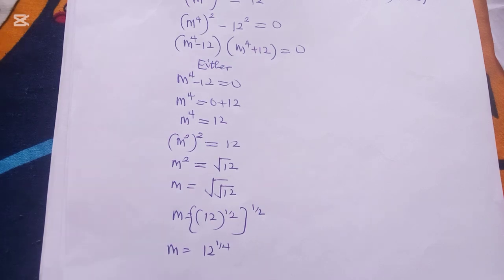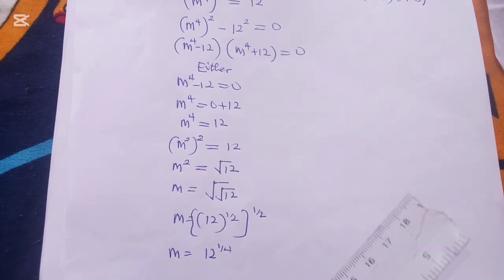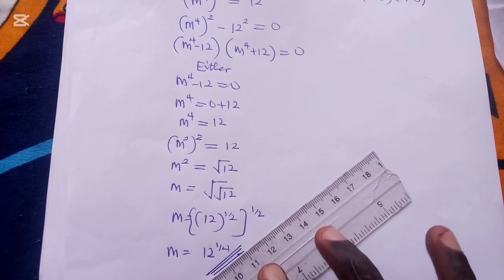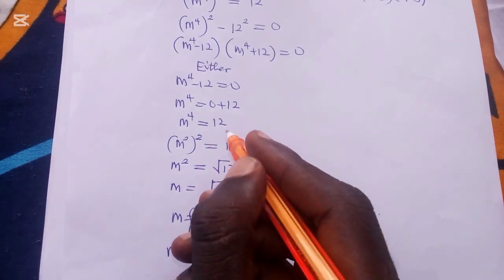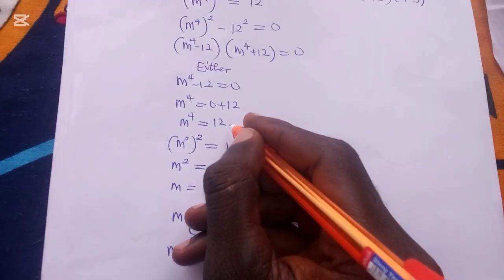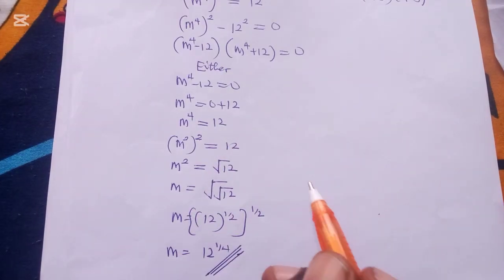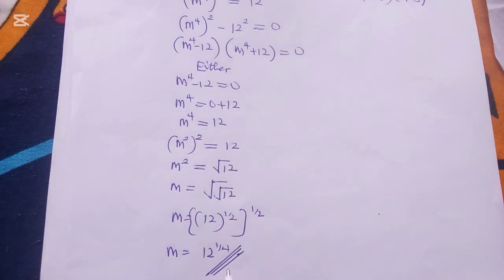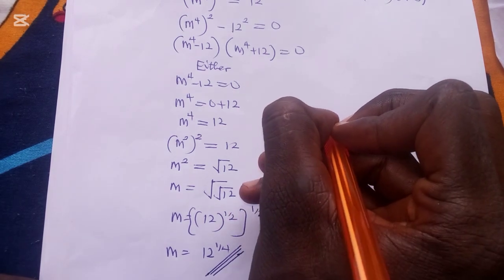If you don't want to use this method, you can still take it from this point, and you know this is the fourth root. If the fourth root is moving, you're going to have the fourth root of 12. Expressing it also, you're going to have something like this. So this is the value of m that we have to find. Then you can verify it from the question that you are given. Let's say verified.